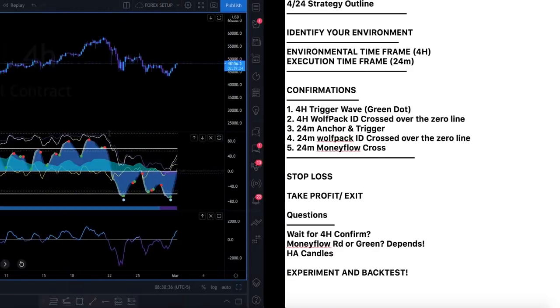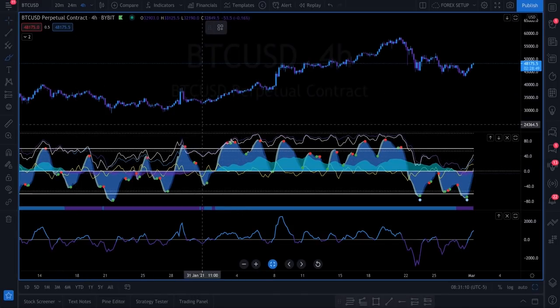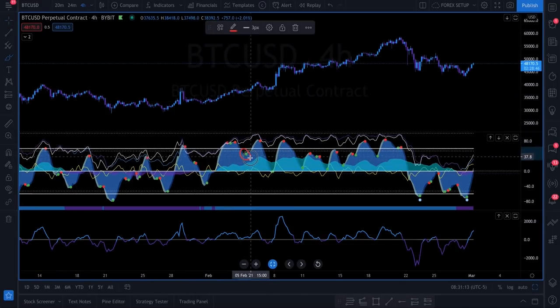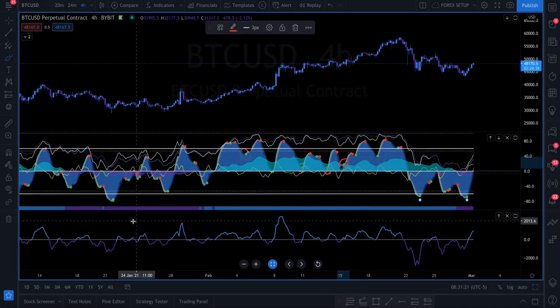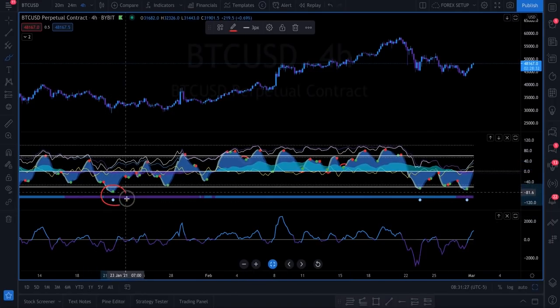What is a 4-hour trigger wave? A 4-hour trigger wave is any green dot that prints on the 4-hour time frame where it is printing a higher low in general than the last wave that printed. Now, whenever we see something like this, where money flow is in the red, and we print a big green dot down here, this is considered an anchor wave, right? It forms below this -60 line. And then every wave that prints after this initial anchor wave is called a trigger wave.